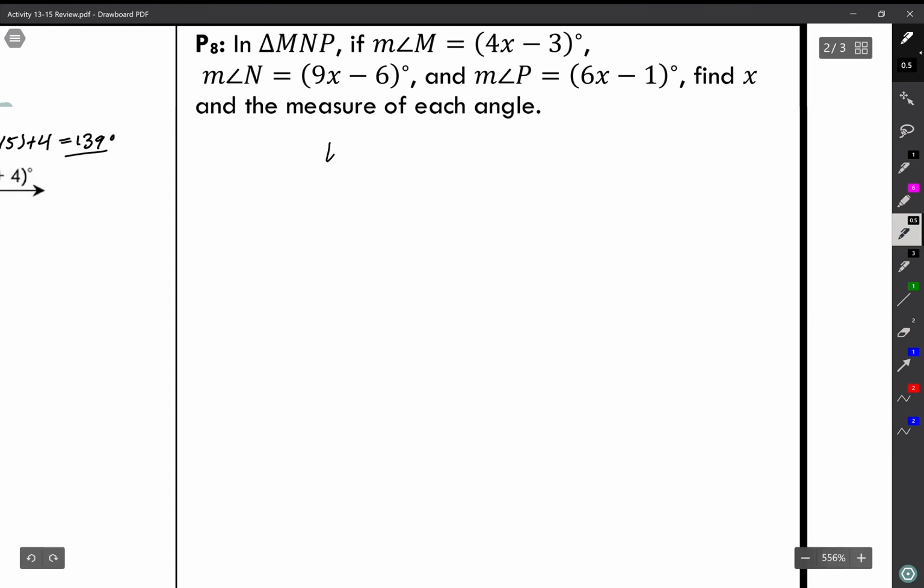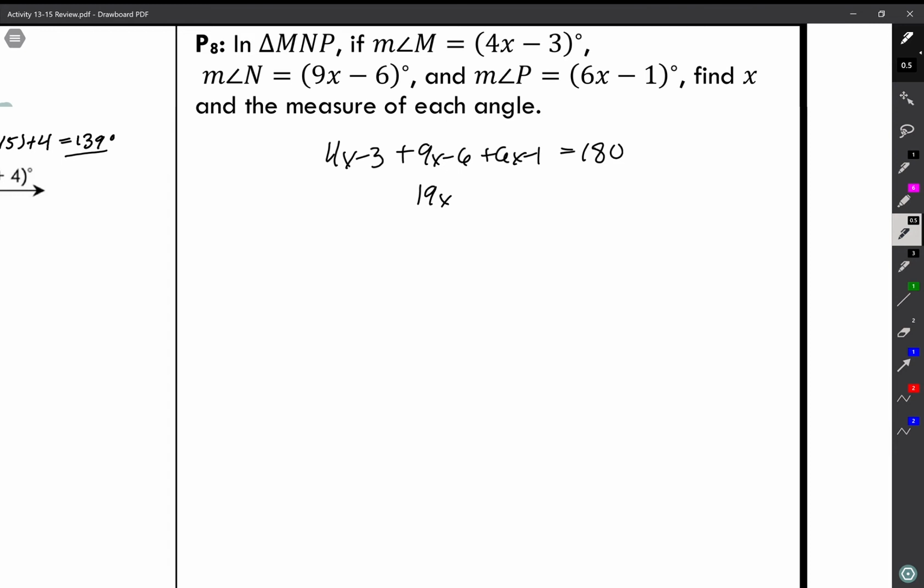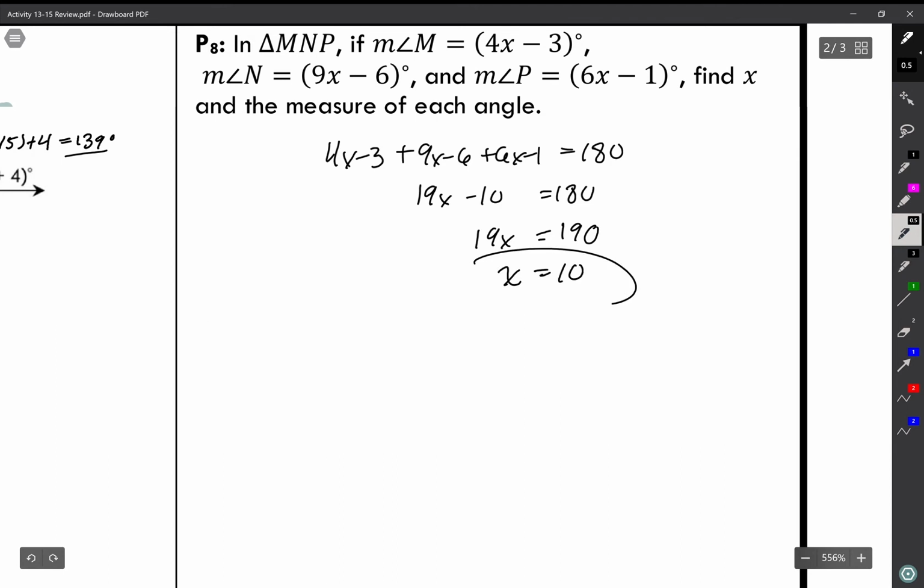So 4x minus 3 plus 9x minus 6 plus 6x minus 1 equals 180. 4 plus 9 plus 6 is 19x. Negative 3 plus negative 6 plus negative 1 is negative 10, is equal to 180. So 19x, when we add 10 to both sides, is equal to 190. So of course x is just equal to 10. Okay, plug in to find the rest of them.